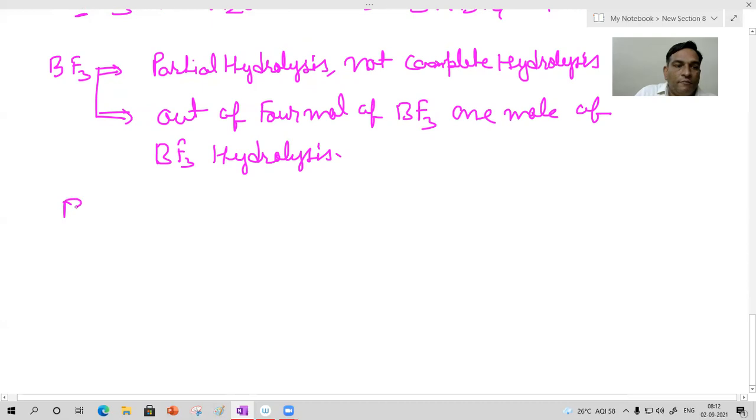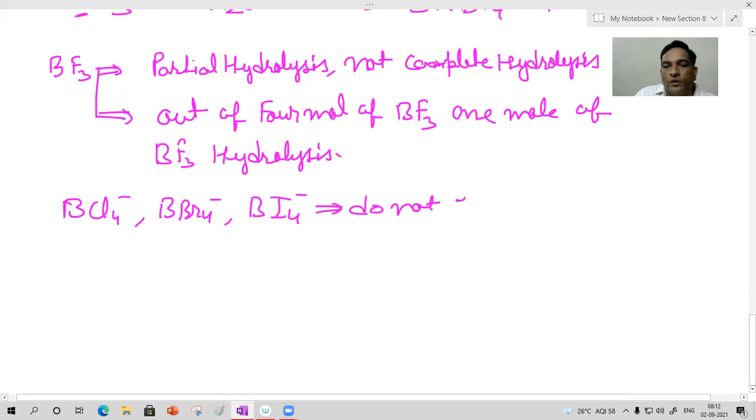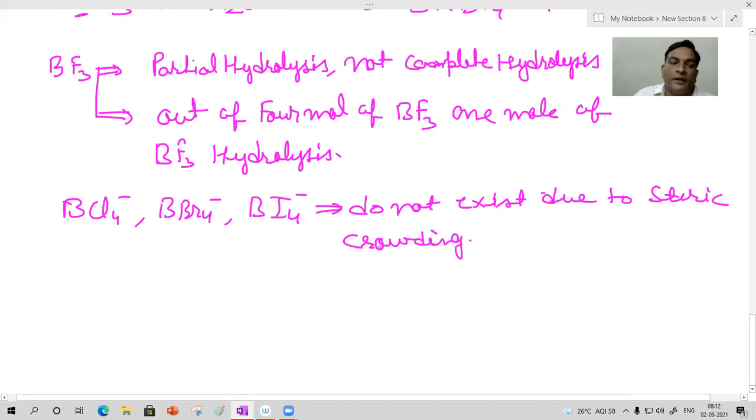Another: BCl4 minus, BBr4 minus, BI4 minus do not exist due to steric crowding. These are very important questions. BCl3, BBr3, BI3 are completely hydrolyzed because they do not form the complex compound due to steric crowding.